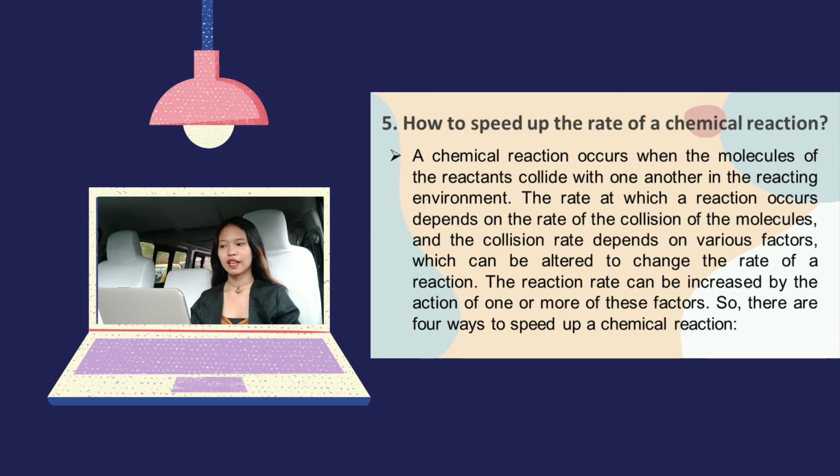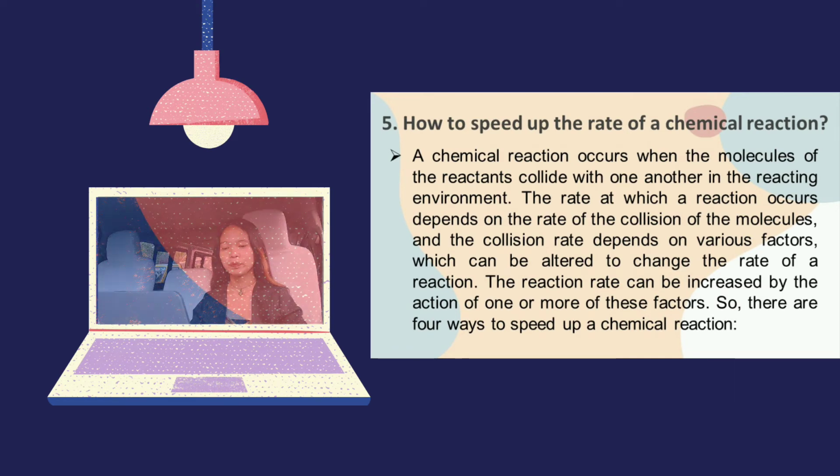Question number 5. How to speed up the rate of a chemical reaction? A chemical reaction occurs when the molecules of the reactants collide with one another in the reacting environment. The rate at which a reaction occurs depends on the rate of the collision of the molecules, and the collision rate depends on various factors which can be altered to change the rate of a reaction. The reaction rate can be increased by the action of one or more of these factors. So there are 4 ways to speed up a chemical reaction.